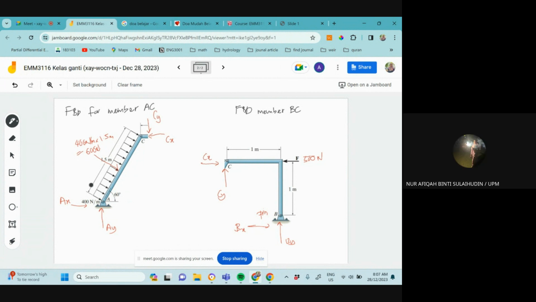Okay, cuba namakan apa force yang kita tak tahu. Tiga ke 6? Yang AX, AY. Okay, lagi. BX, BY dengan CX, CY. Okay, so we have 6 unknowns. Okay, thank you Afika. So we have 6 unknowns.